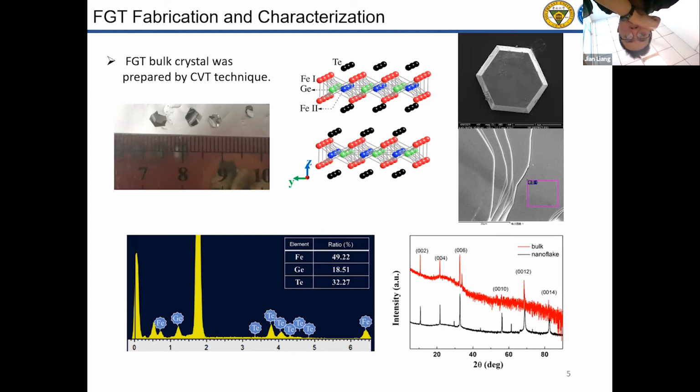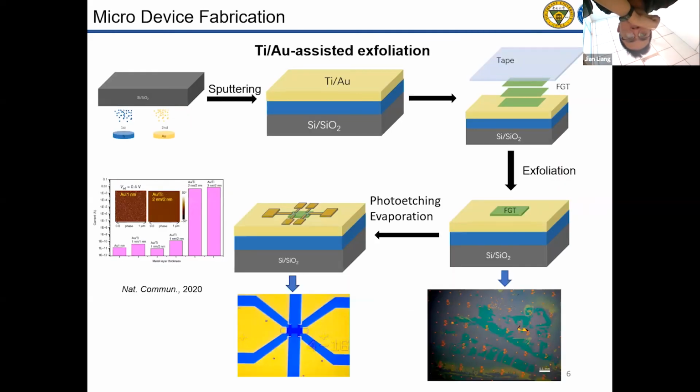After mechanical exfoliation, flakes with different thicknesses are obtained, from a few to 10 nanometers, and the characteristics are similar to the bulk, which means that after mechanical exfoliation, we don't break the crystal structure. And then let us look at this picture. I will introduce the technique of mechanical exfoliation and the progress of device fabrication.